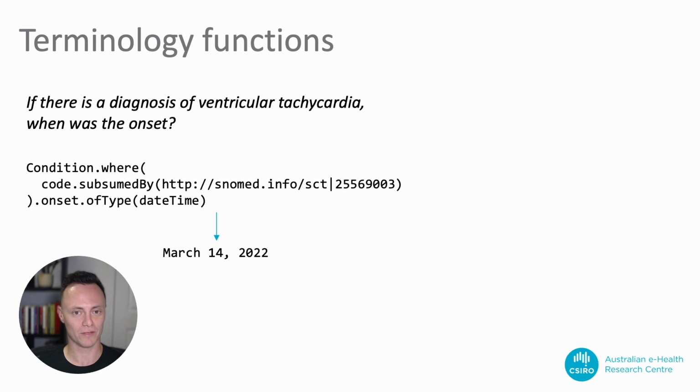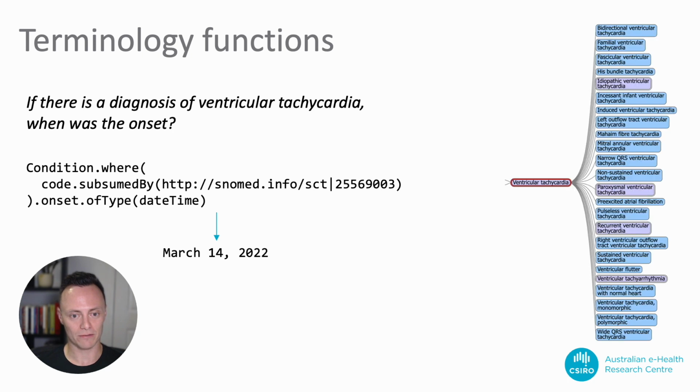We also expose our terminology capabilities through FHIRPath functions. In this example, we are using the subsumed by function to test whether condition codes are a subtype of ventricular tachycardia. As you can see, there are many different subtypes of this code within SNOMED CT, and this feature removes the need to manually maintain this list of codes and check against it.